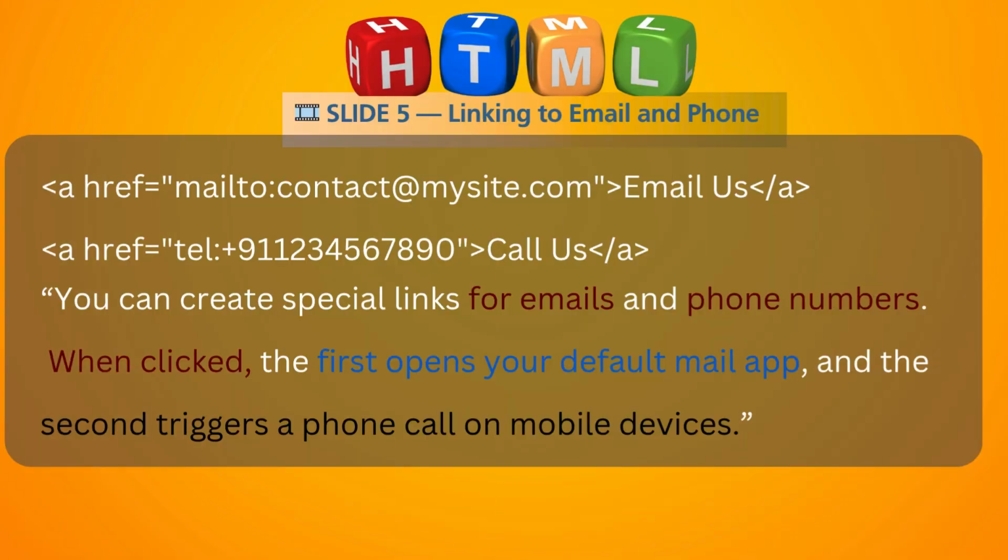Slide 5. Linking to email and phone. To link the email and phone, you have to write this way. Using href, you have to give the email address, and you have to write the email as a title within the A tag. Similarly, the telephone number should be given in this format. When clicked, the first opens your default mail app, and the second, if you click the telephone link, triggers a phone call on mobile devices.